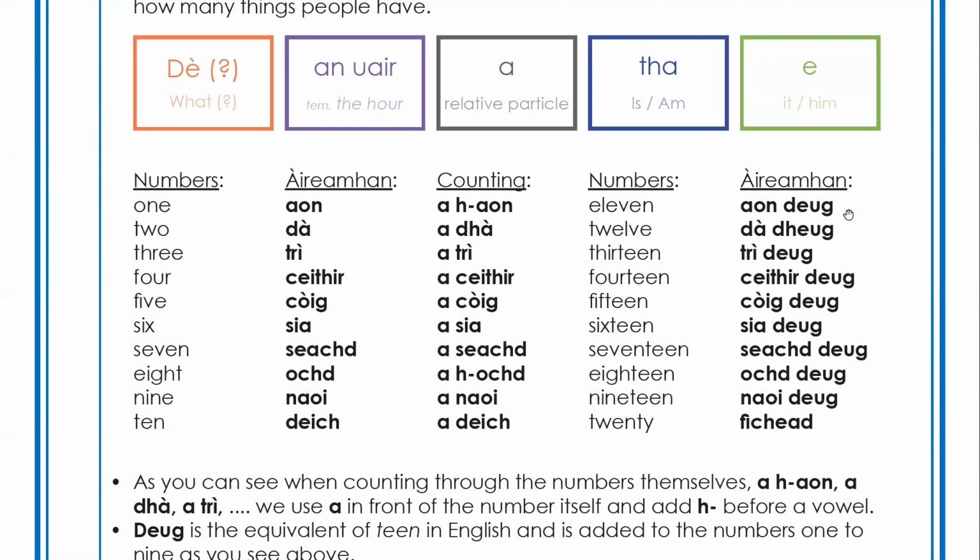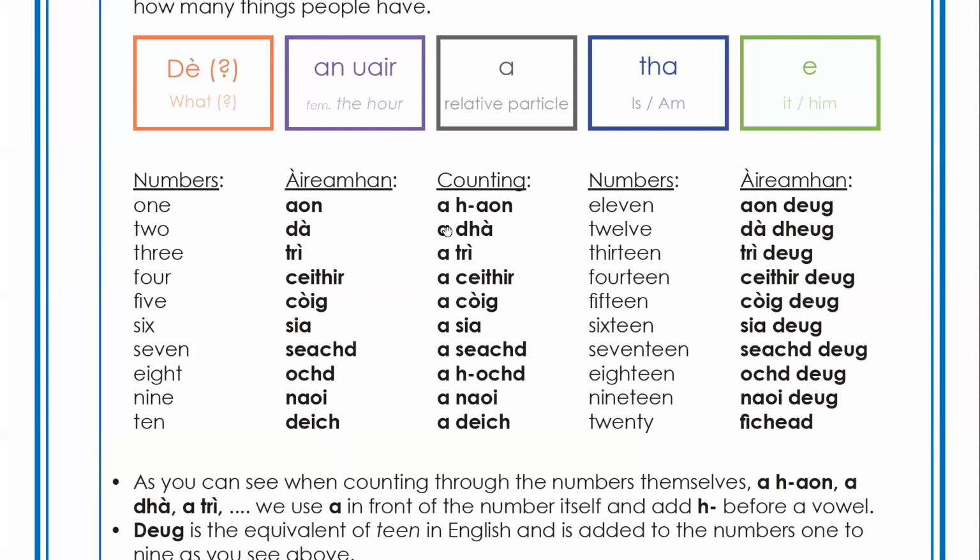So un diug, da diug, and da always lenites. It's a strong lenitor, so it causes the H to come in. Da diug, tri diug, ceir diug, coig diug, shia diug, seach diug, och diug, neu diug, and then fichid for 20. So the 10 numbers in Gaelic are actually far more regular than they are in English. We just take exactly the number we had, 1 to 9, and add 10.